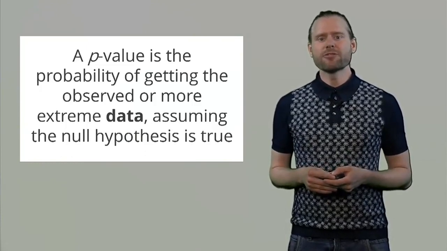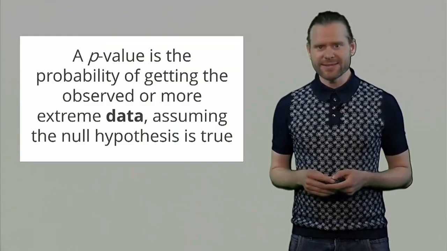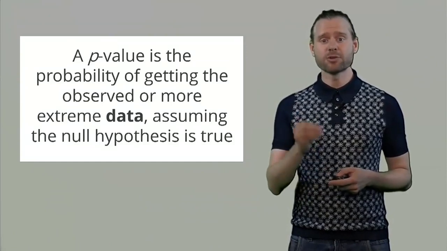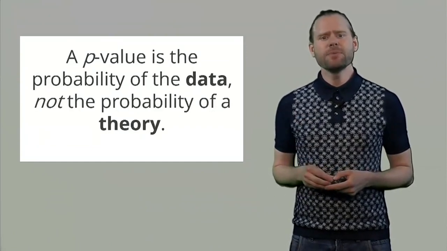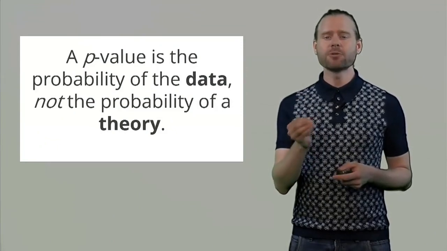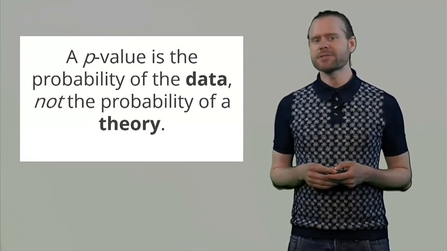The formal definition of a p-value is the probability of getting the observed or more extreme data, assuming the null hypothesis is true. Now, I highlighted the word data here. I think it's important to realize that we're talking about the probability of observing data. A p-value is the probability that you'll observe some data, but not the probability of a theory. This is a very common misunderstanding.